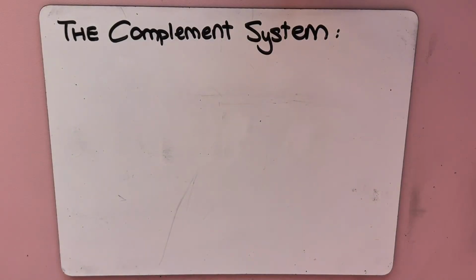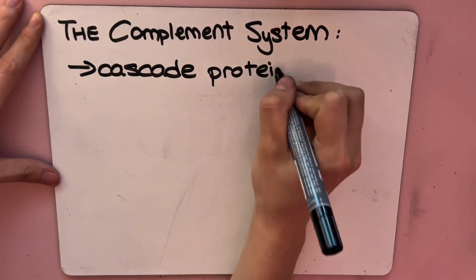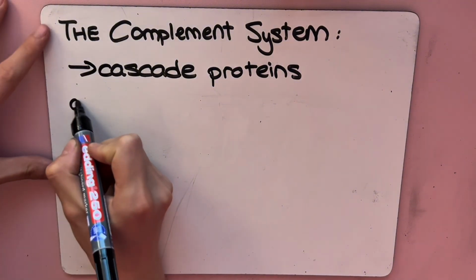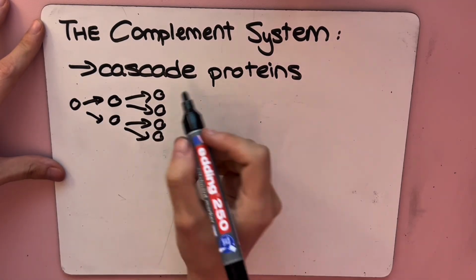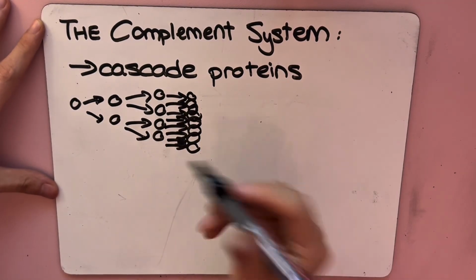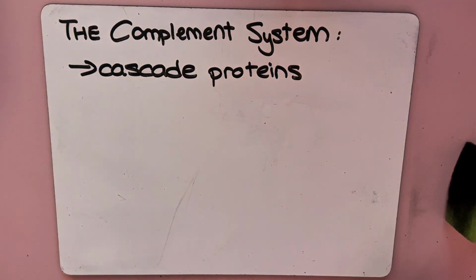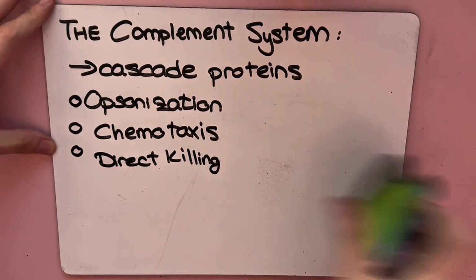Now, here we are talking about the complement system. The complement system is a collection of proteins in the blood and tissues that complement the cellular innate immune response. Think of complement as a series of falling dominoes or a chain reaction. Once the first protein is activated, it activates the next, and then the next, and so on. This cascade results in a powerful antimicrobial outcome. Major functions of the complement system include opsonization, chemotaxis, and direct killing. So let's explain each one of them in greater detail.